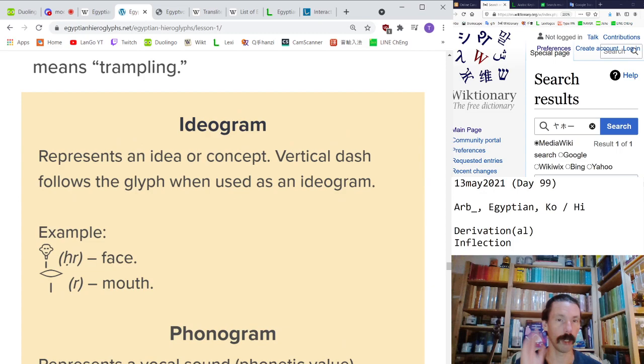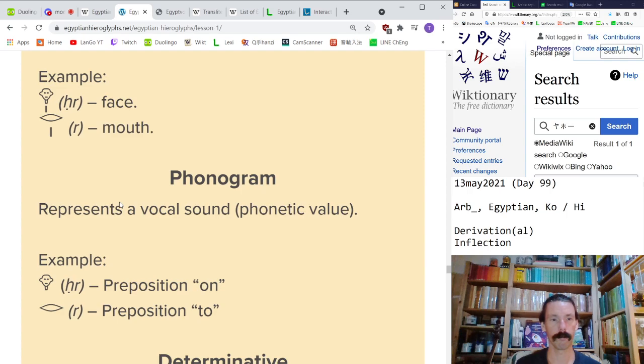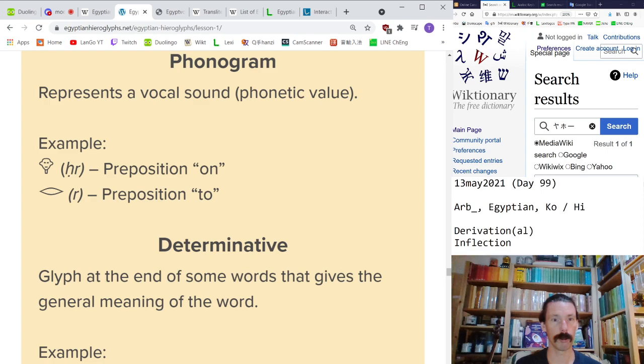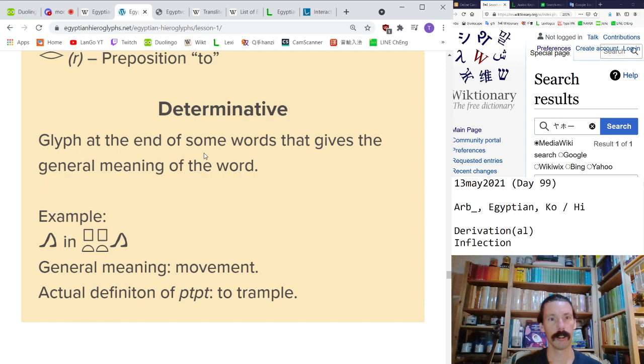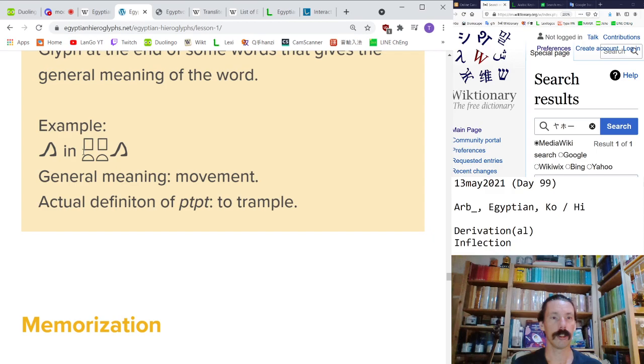Ideogram represents an idea or concept. A vertical dash follows the glyph when used as an ideogram. That's fascinating. Phonogram represents a vocal sound, phonetic. Hr, preposition on; r, preposition to. Determinative: a glyph at the end of some words that gives the general meaning. In legs, in pet.